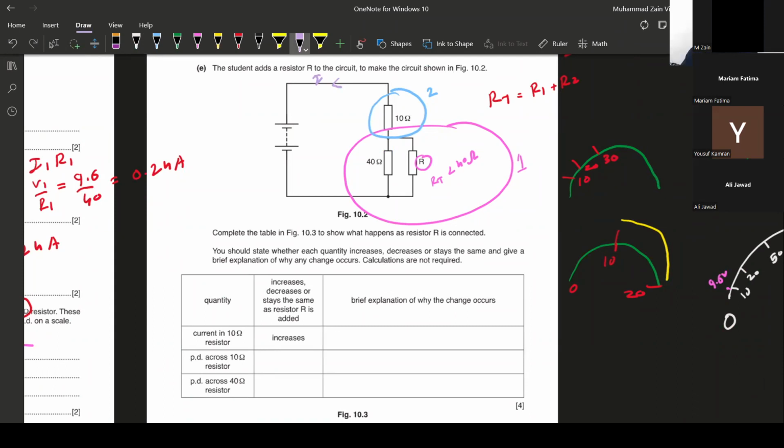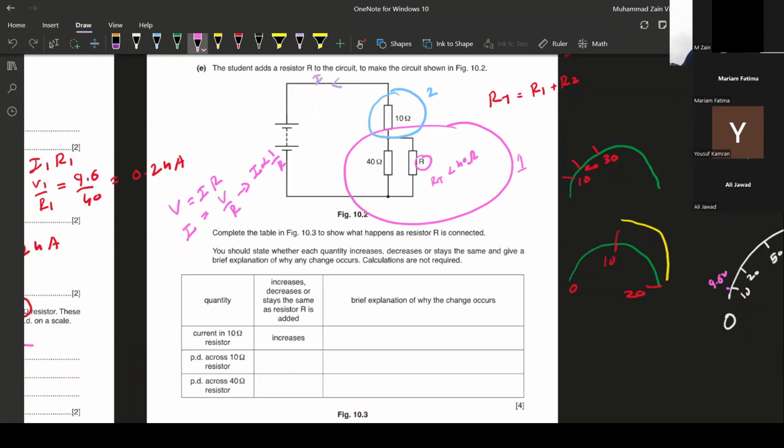If the total resistance of the circuit decreases, the current would increase. Right? This is the formula V equals IR. So if the total resistance increases, the current would decrease. So the formula for current would be current equals V divided by R. From this, I can tell that current is inversely proportional to resistance. If the resistance of the total circuit increases, the current decreases.